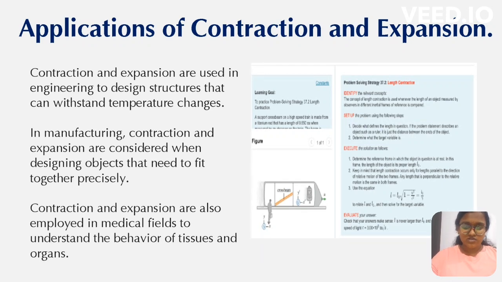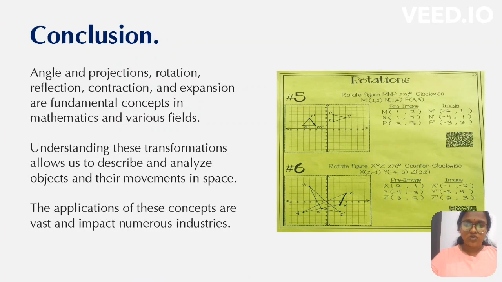So let's move on to the conclusion. Angle and projections, rotations, reflections, contraction, and expansion are fundamental concepts in mathematics and various fields. Understanding these transformations allows us to describe and analyze objects and their movements in space. The applications of these concepts are vast and impact numerous industries. These are the basic concepts which everyone should know about.